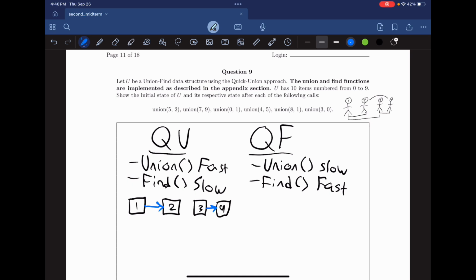Then if we were to connect 1 and 3, we would essentially have the source of 1 be sent to the source of 3. So we look at 1, and we find that the source of 1 is 2, and then we start the arrow there. Then we look at 3, and we look at where the source of 3 is, which is 4. So we send the source of 1 to the source of 3, so we send 2 to 4, essentially.